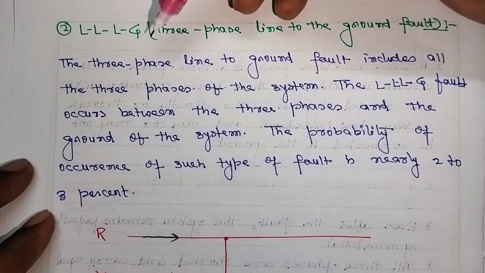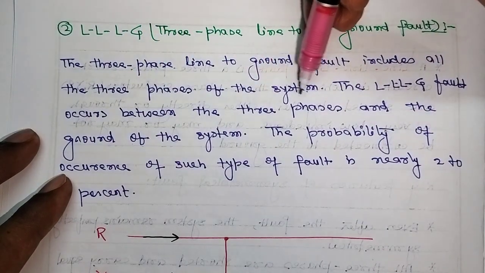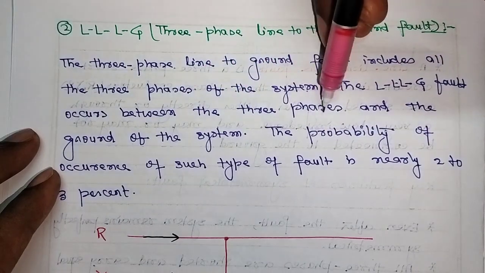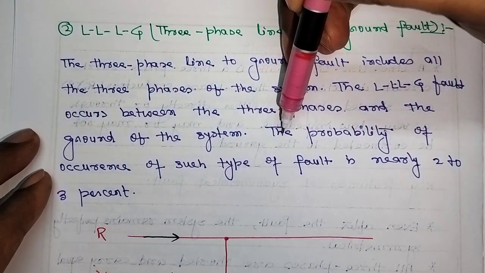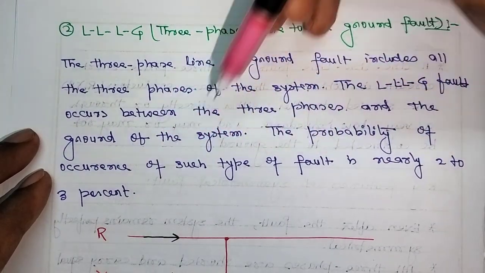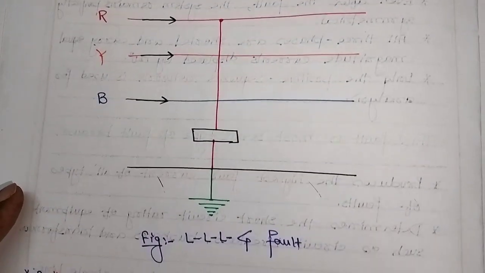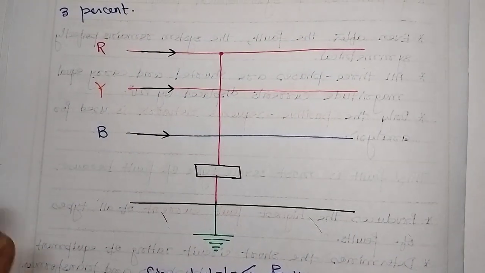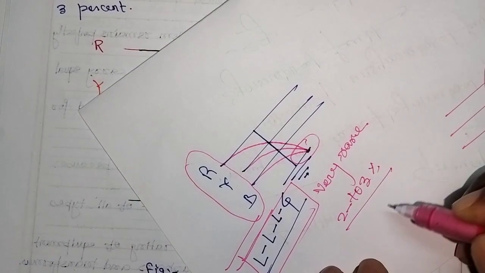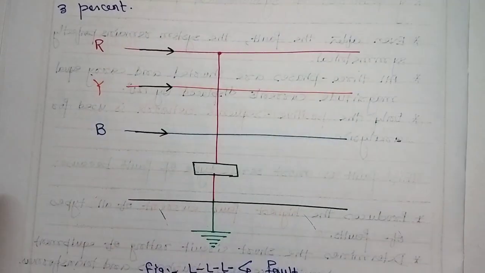I have written here, a three-phase line to ground fault includes all the three phases of the system. The fault occurs between the three phases and the ground of the system. The probability of the occurrence of such a fault is nearly 2 to 3%. It occurs very rarely in nature, and it varies from 2 to 3%. Somewhere it is written less than 10% also.